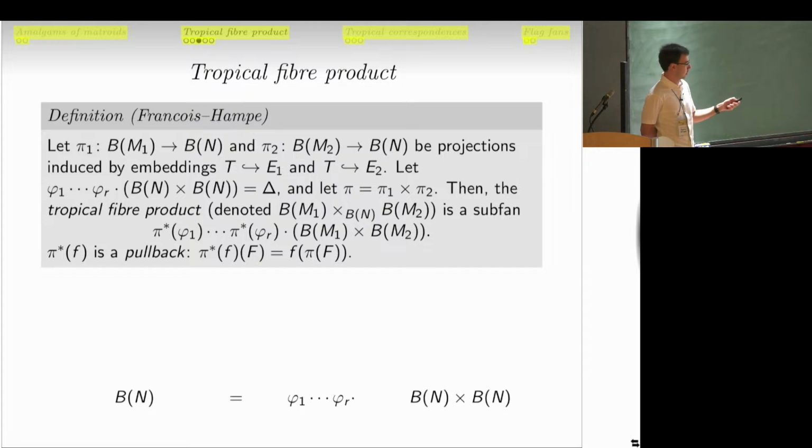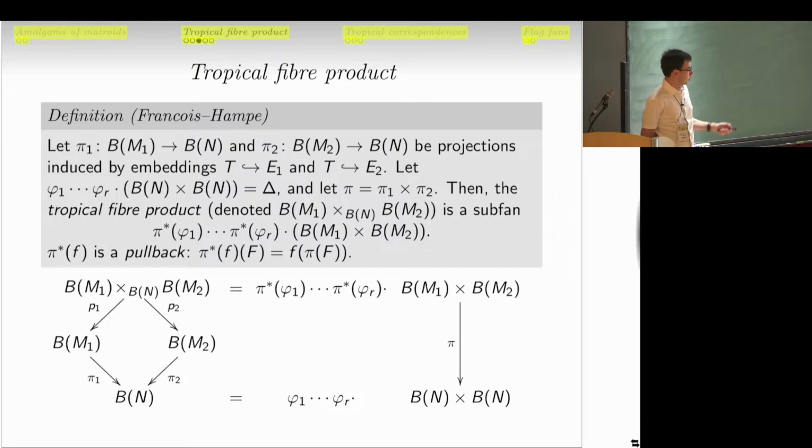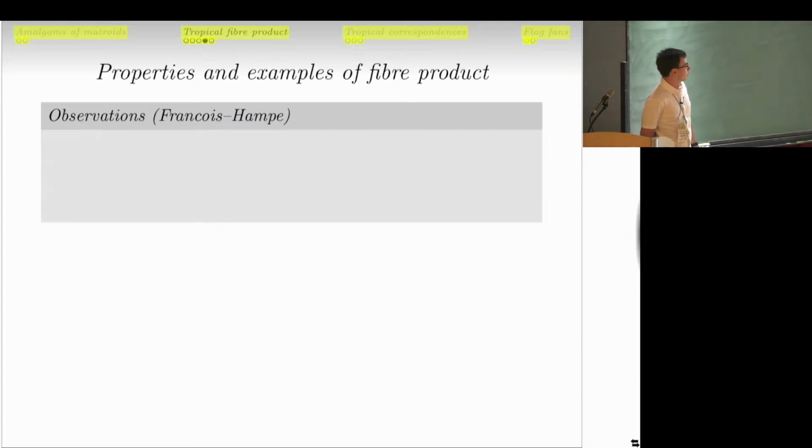So once again, how does it work? We have a product of the common part of the matroids with itself, and there we have a diagonal, which is cut by the functions phi_i. Then we can lift them by the projections, and then we can take the Weil divisors of these functions above. And this is what we call the tropical fiber product, but for now it still doesn't make any sense, so let's consider some examples. This object was defined around 2013 by François and Simon Hampe.